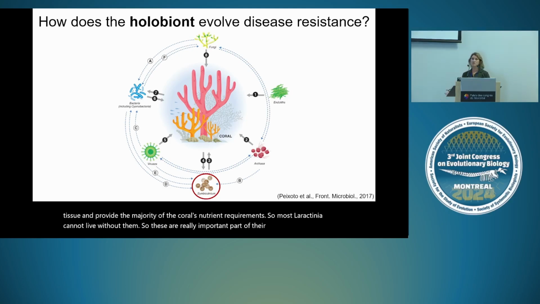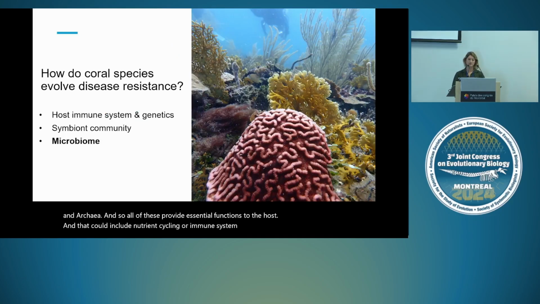But on top of that, they have a very diverse and complex microbiome consisting of bacteria, viruses, fungi, and archaea. All of these provide essential functions to the hosts, and that could include nutrient cycling or immune system support. And so our question that we're asking here is, how do these coral species evolve this distinct disease resistance, specifically within stony coral tissue loss disease? Our group looks at the entire holobiont, so that includes the host system, the symbiont community, and then I specifically am looking at the microbiome.